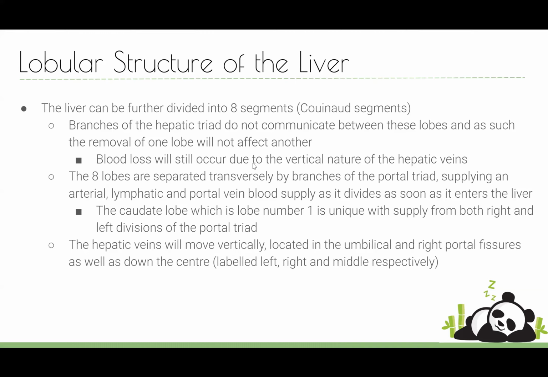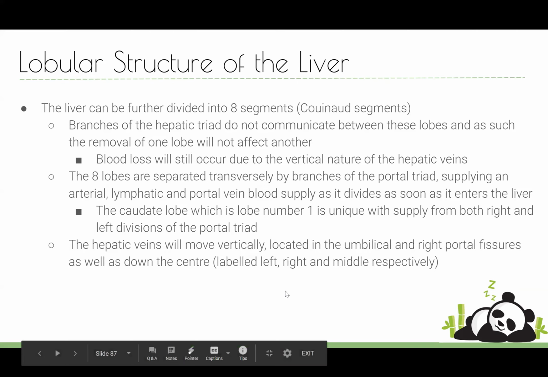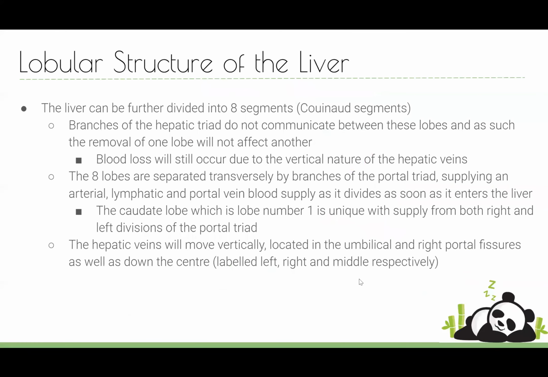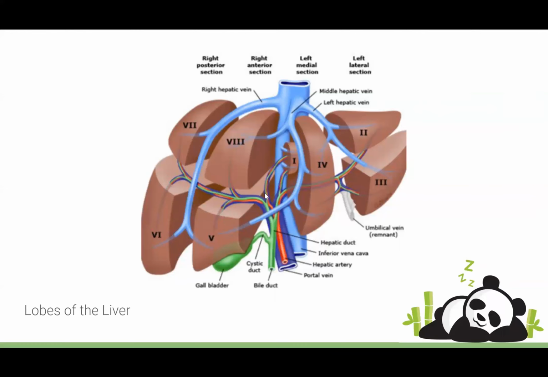So blood loss will still occur just because of the vertical nature of the hepatic veins, because of these, you'll still lose blood from this kind of process. The lobes separate transversely by branches of the portal triad, as in they're separated transversely like this. So this is the portal triad coming through, separating them transversely.